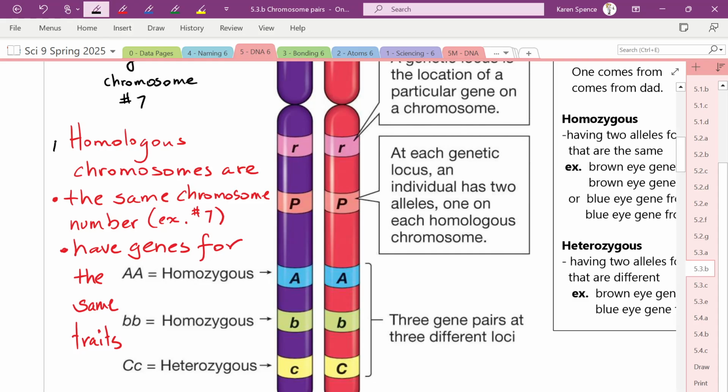Okay, so homologous chromosome is on Thursday's quiz. Same chromosome number, genes for the same traits. One came from mom, one came from dad.